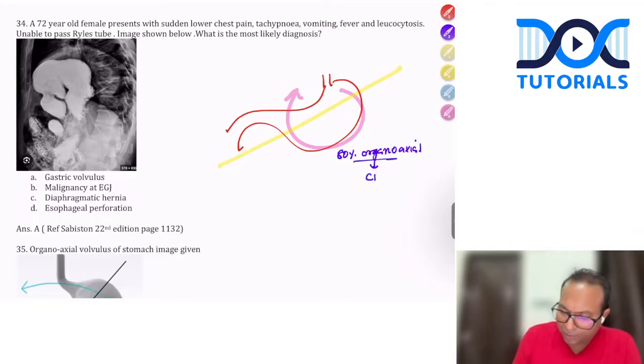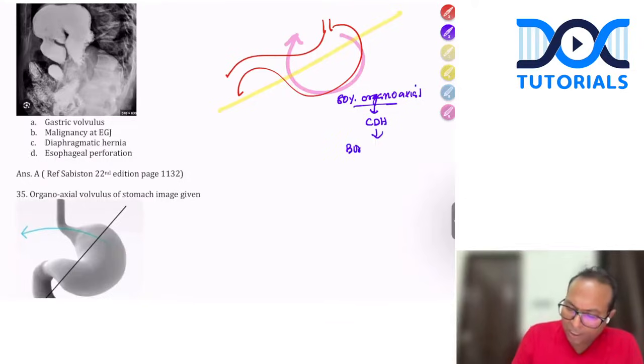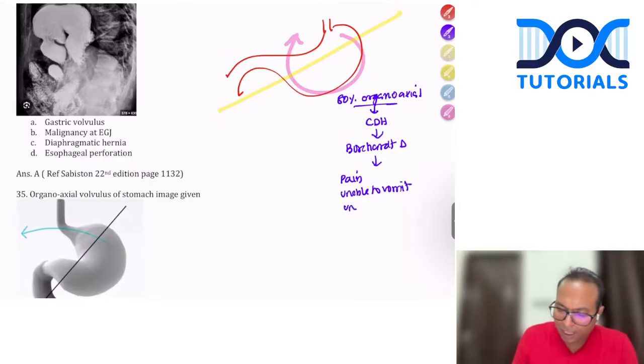It is usually associated with congenital diaphragmatic hernia. And they have a triad called the Borchardt triad: retching with pain, unable to vomit, and unable to pass a Ryle's tube.